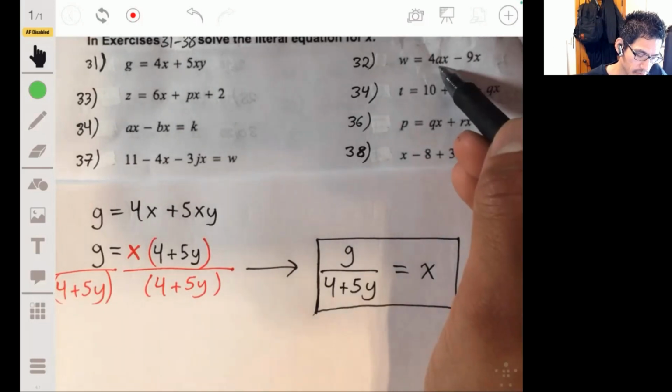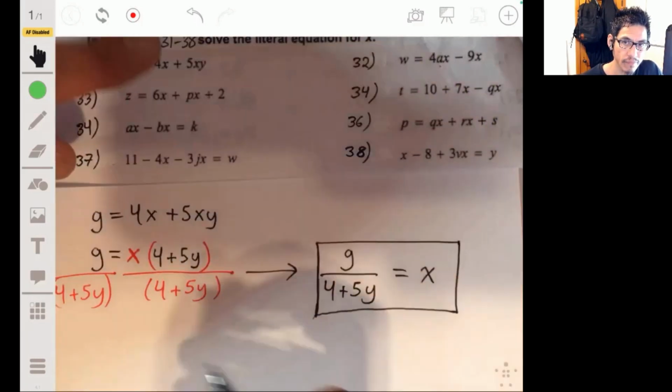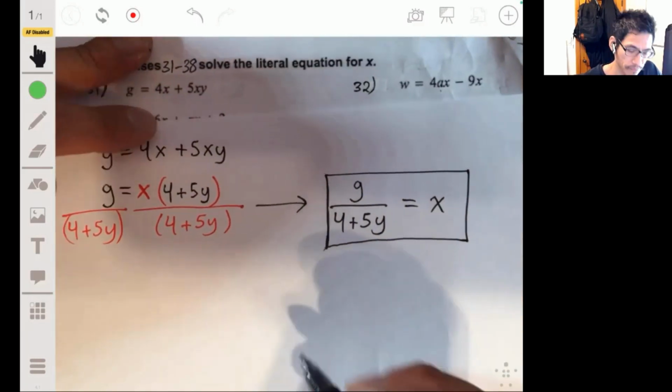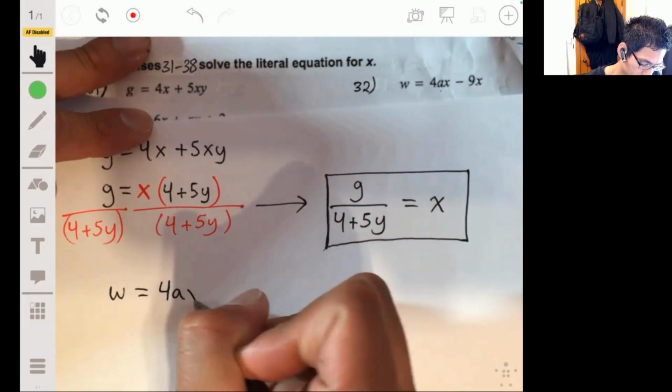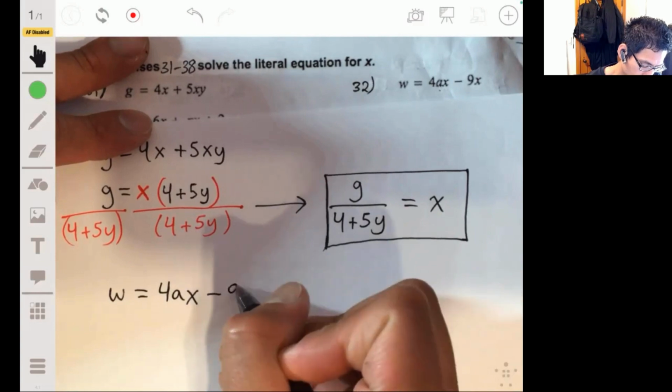Anyways, so next one. W equals 4x, ax, minus 9x.